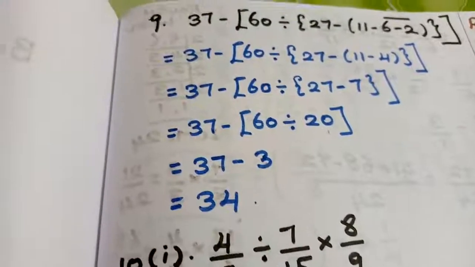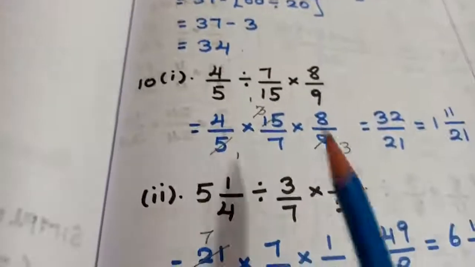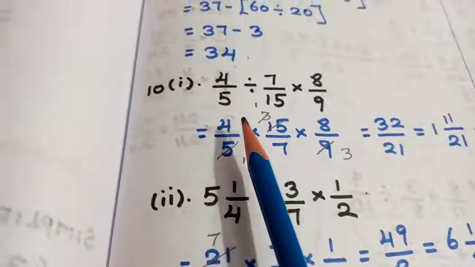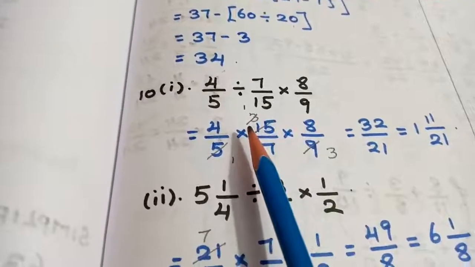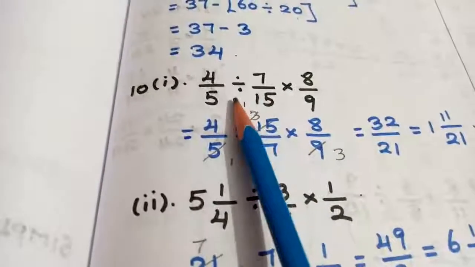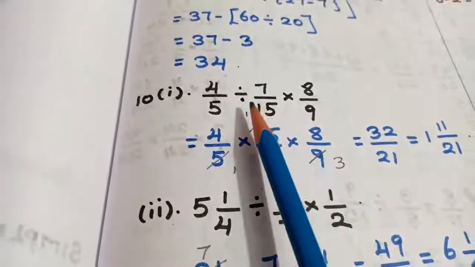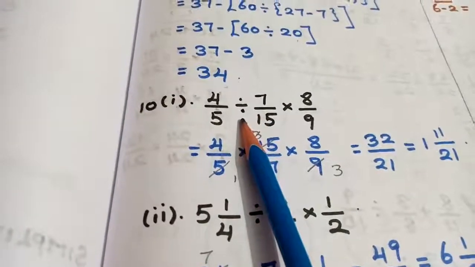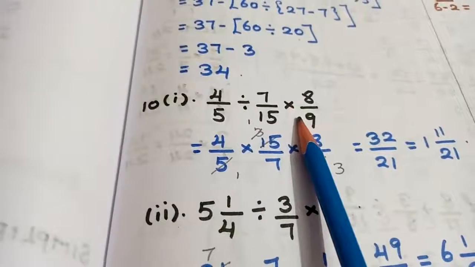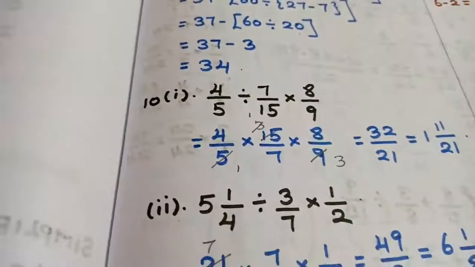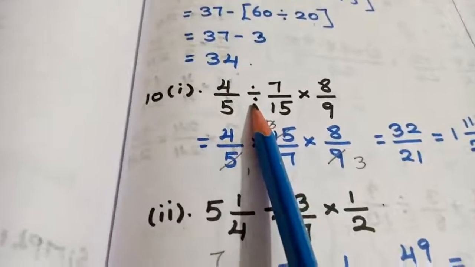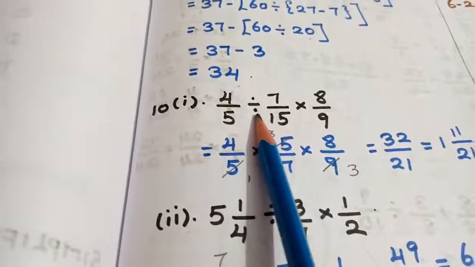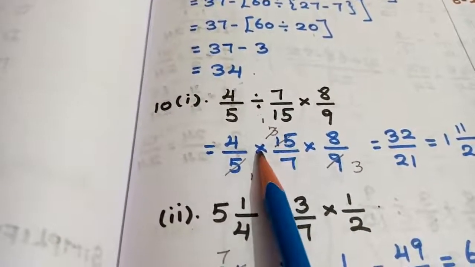So you are going to try the sum carefully, students. Coming to question number 10. Now in this case, you are going to have the values in the form of fractions. Division, multiplication. First you are going to do the division operation, then you are going to come to multiplication. So what I am going to do here is, wherever you have division, you are going to write it as multiplication.